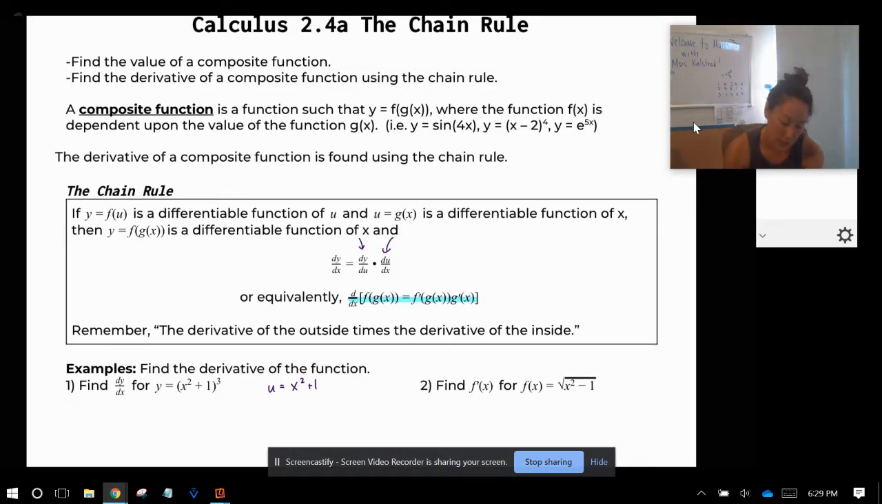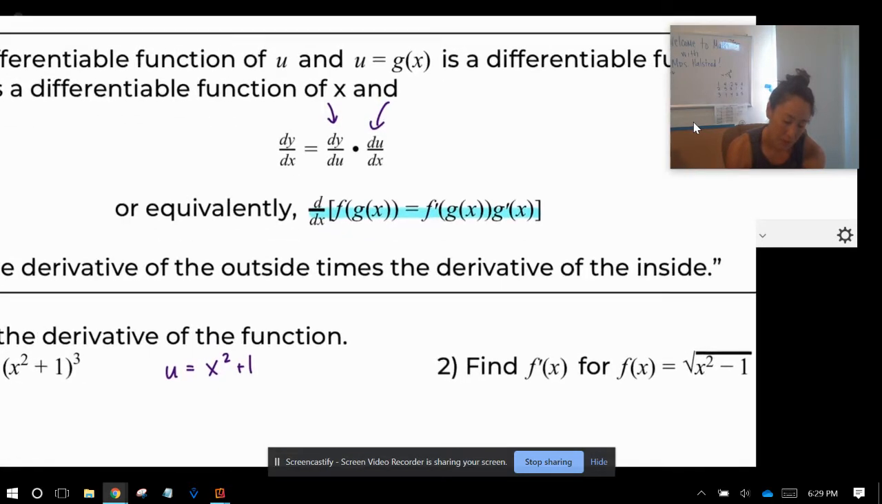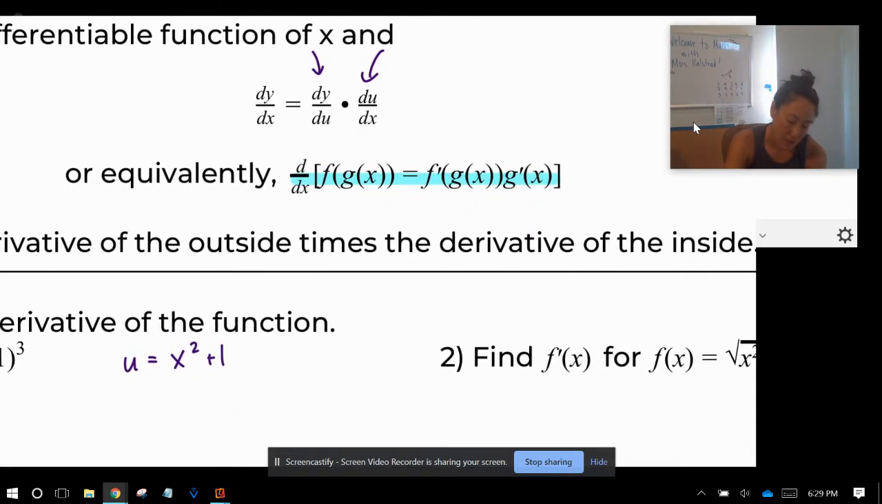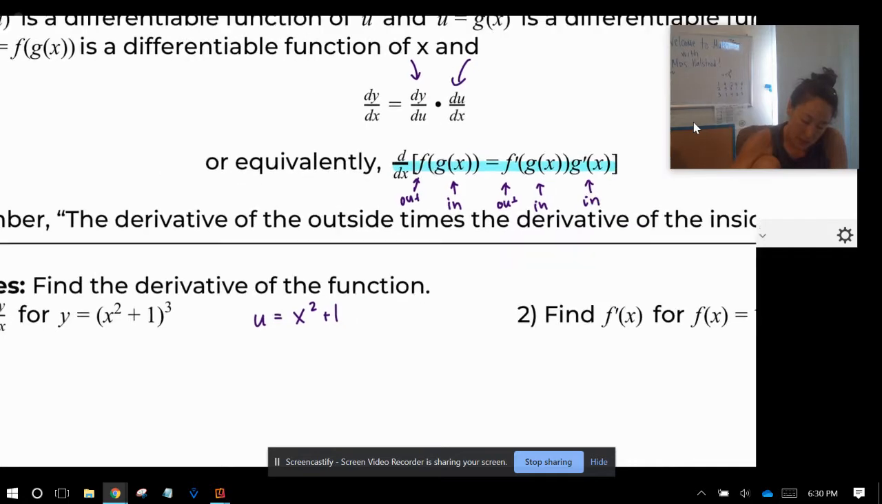Another way to look at this is like in the blue. So I have the outside function is f, the inside function is g. So we're going to take the derivative of the outside function, leave the inside, then take the derivative of the inside function. I need to rewrite that. I need to readjust and rewrite. Okay, so we're going to practice this.